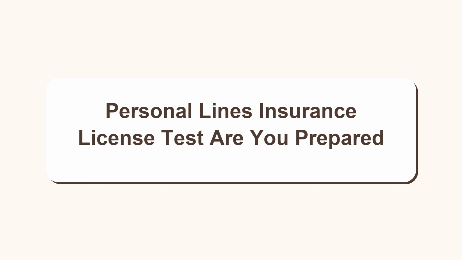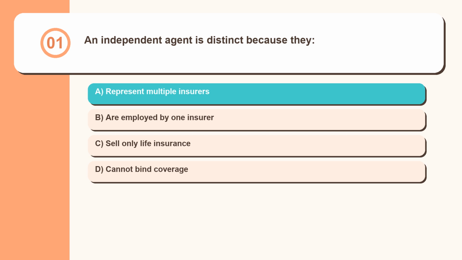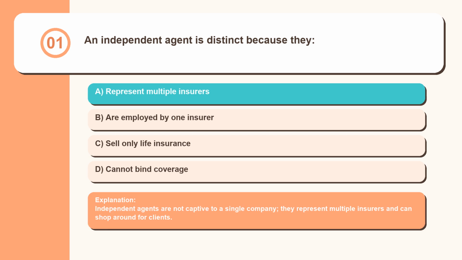Personal lines insurance license test. Are you prepared? Question 1. An independent agent is distinct because they represent multiple insurers, are employed by one insurer, sell only life insurance, cannot bind coverage. Independent agents are not captive to a single company, they represent multiple insurers and can shop around for clients.